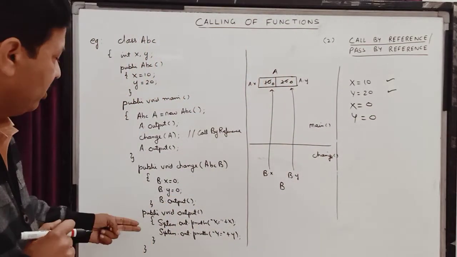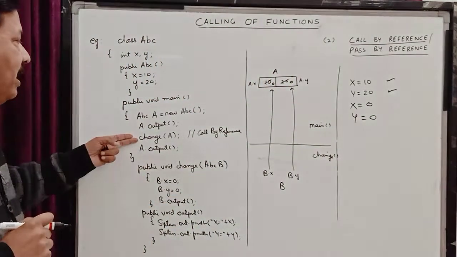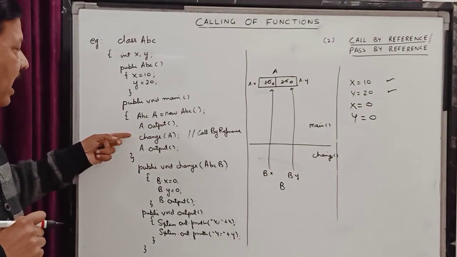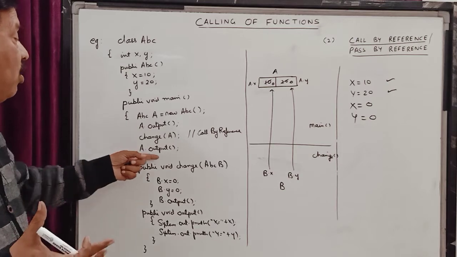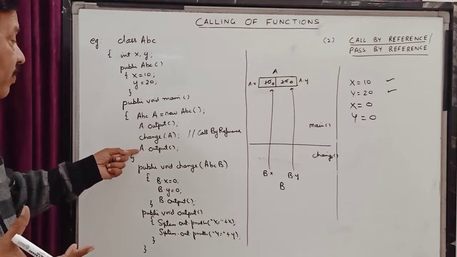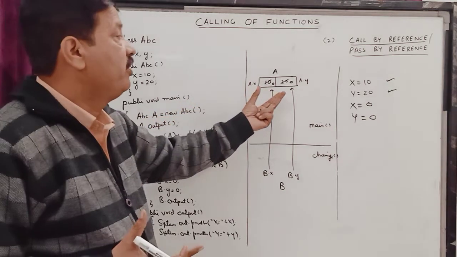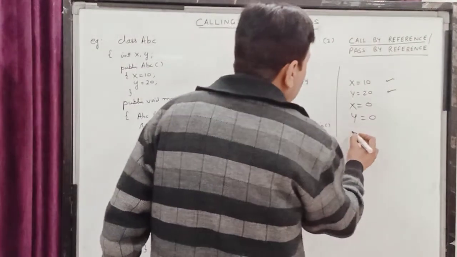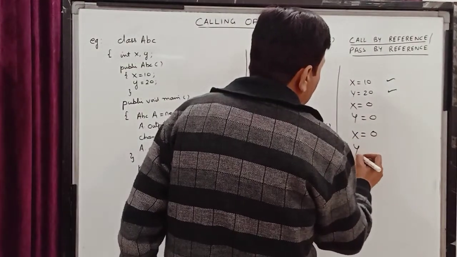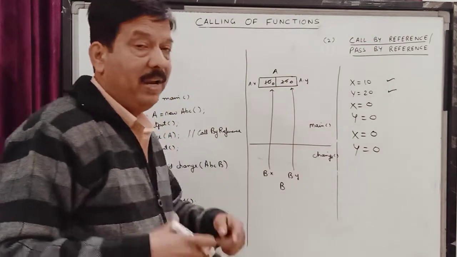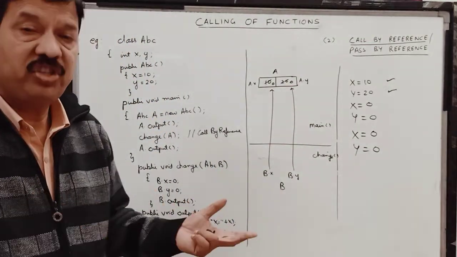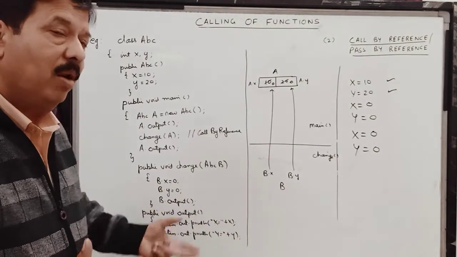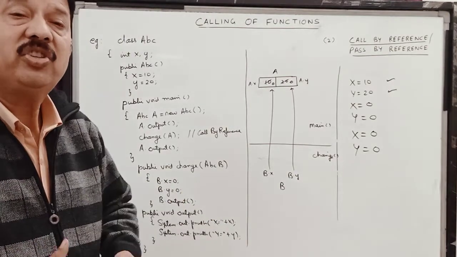Now children, after this my control will again come back to the calling function. When I go to the next line where I am again calling my output function with object A, since the value of object A is changed, if I print out the value, it will be 0 again. In the previous case, in call by value, the actual parameters were not changed, but here in call by reference, the actual value has been changed.